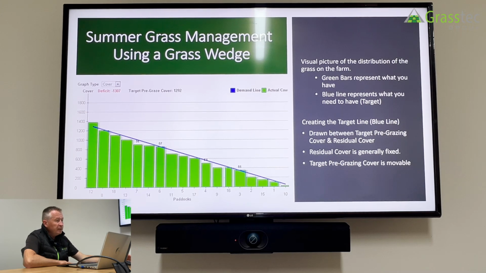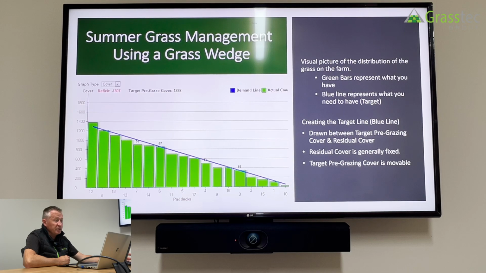Okay. So again, the green lines represent the cover per paddock. The blue line then represents the amount of grass that you need on the farm. It's the target line on the farm. And we just need to understand how is that target line drawn. It's the joining of 2 points, which is the target pre-grazing cover. Every time the covers go into a new paddock, how much grass do they need in that paddock? And the residual, how much grass we want to leave behind.